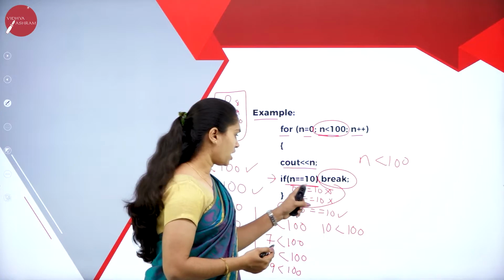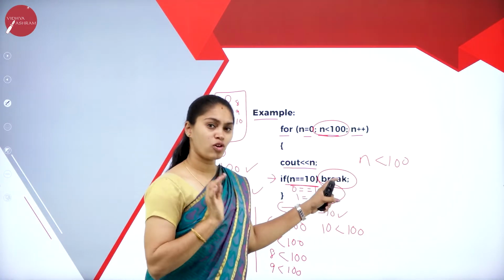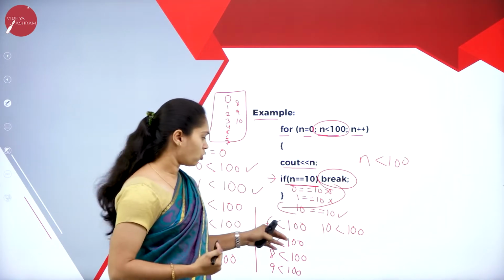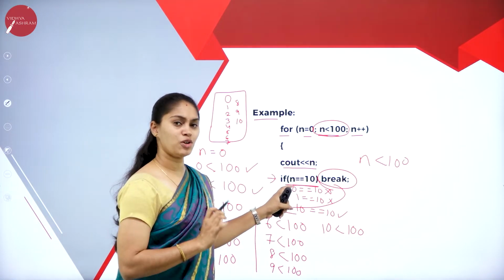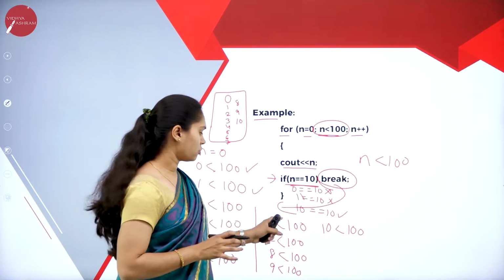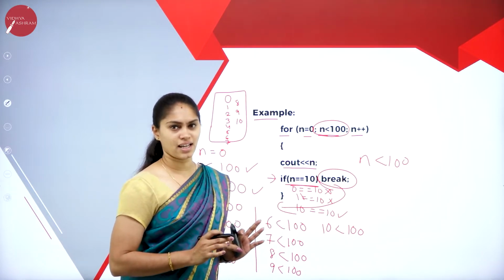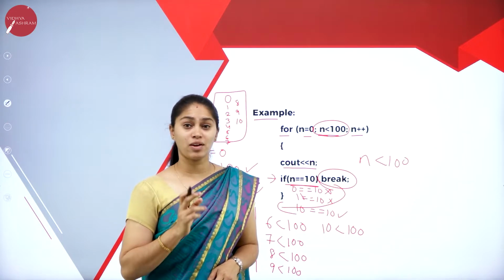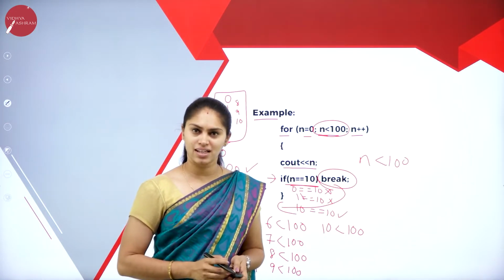But here we are using the break statement. So what is the main usage of break? In order to force the termination of a particular statement, it will take it out from the loop. So when the n value is exactly 10, at that time it will just give a break and come out of the loop, and it won't display 11, 12, 13 up to 99. So for this purpose we are going to use this break. When I want to come out of a loop, we are going to use this break statement.